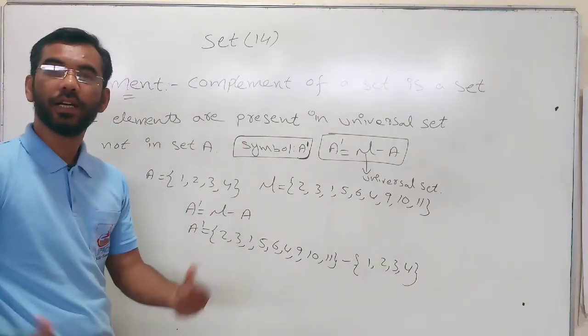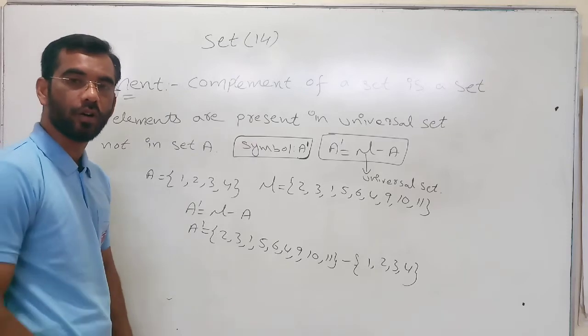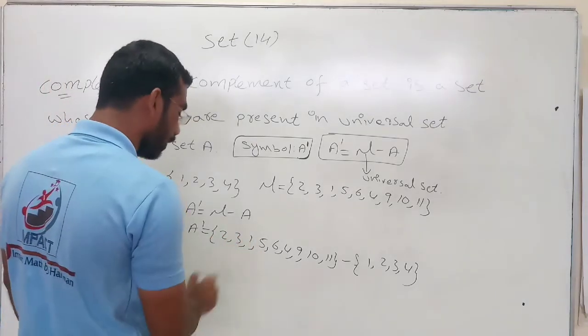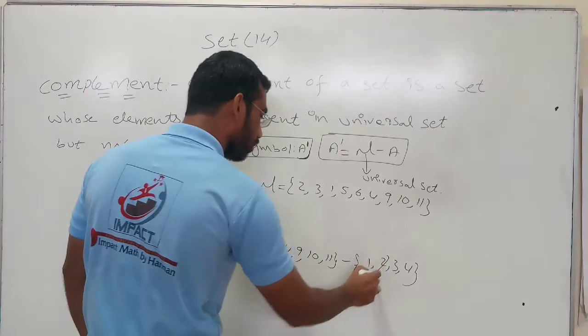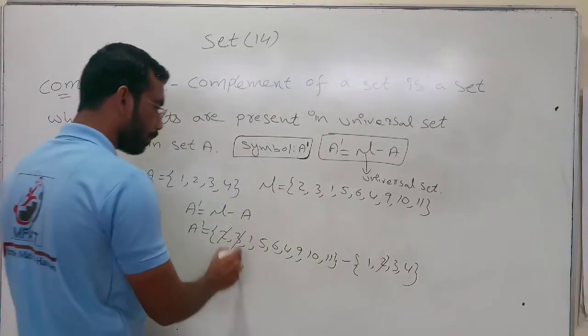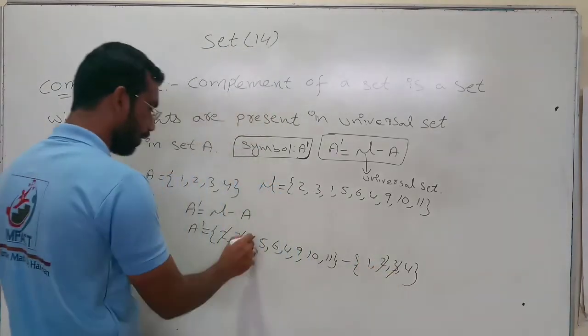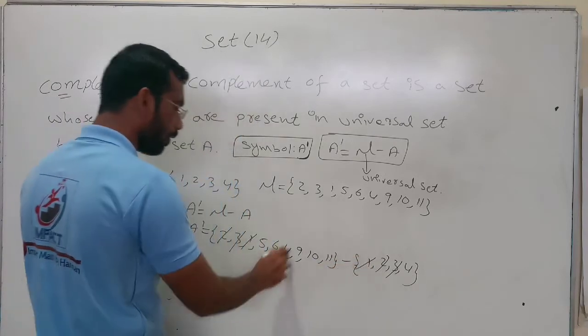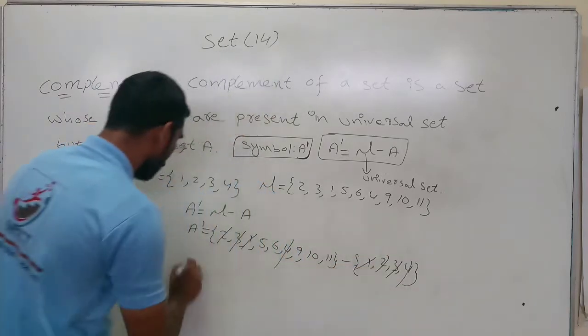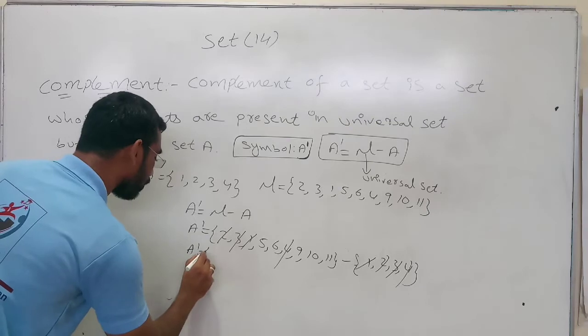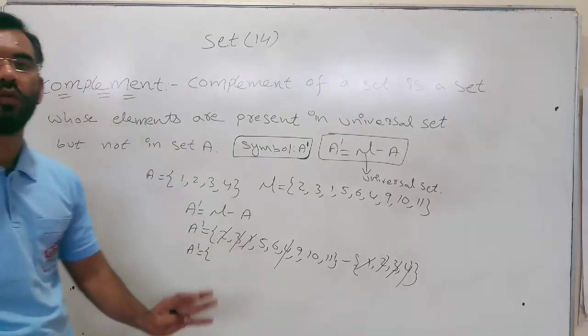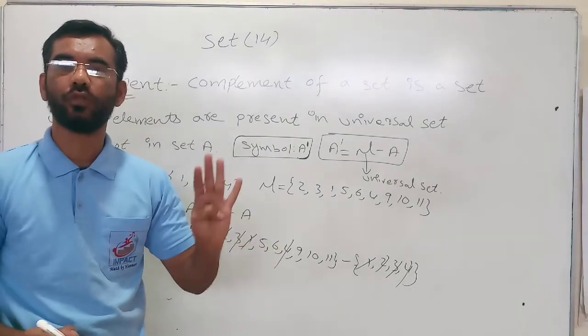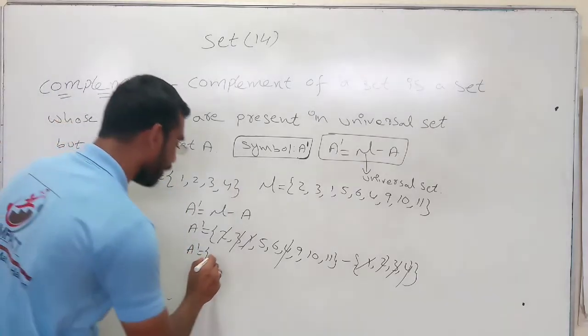Now, how did we do it in the previous video? How should we do the subtraction here? 2 is present, cut the 2. Again, 3 is present, cut the 3. 1 is present, cut the 1. 4 is present, cut the 4. Now A complement is equal to the elements that remain in mu. You should write only those. It will be the A complement.